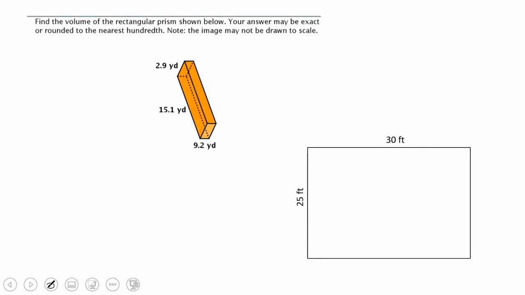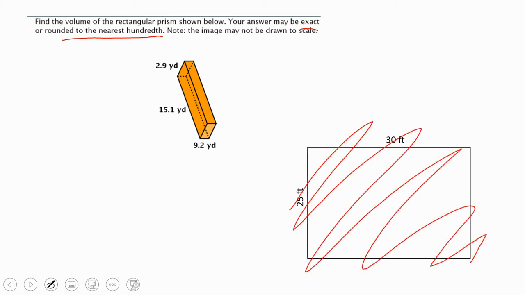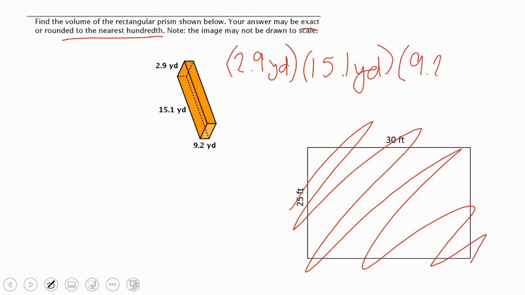Next we have: find the volume of the rectangular prism shown below. Your answer may be exact or rounded to the nearest hundredth. It says it might not be drawn to scale. I have no idea why that's on there, so don't worry about that. We're going to find the volume of this rectangular prism. Again, you're going to do length times width times height. It doesn't matter what order you do them in. So I'm going to do 2.9 yards, 15.1 yards, and 9.2 yards.